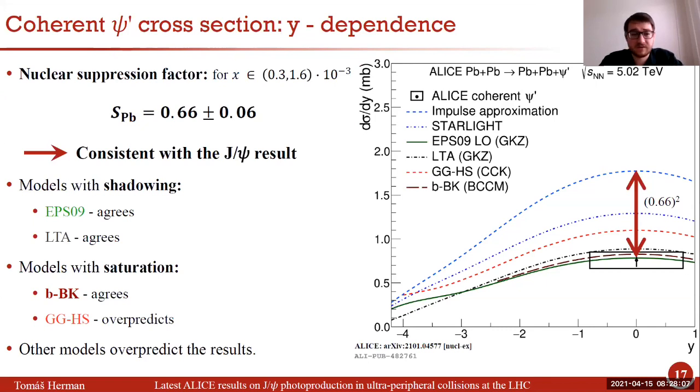And comparing to the models, we see that both models which include shadowing agree with the data. And from the models which include saturation, we see that the BBK model agrees. However, the hotspot model overpredicts the data. And the STARlight and impulse approximation also overpredict the data. Now this was all for the rapidity dependence measurements.